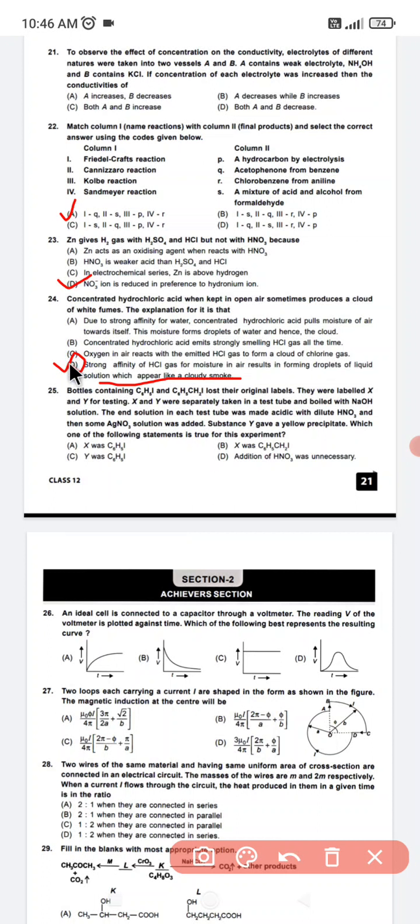Now, which one do you think is the correct answer option for question 24? The correct answer option is option D. Now, next one is question 25.